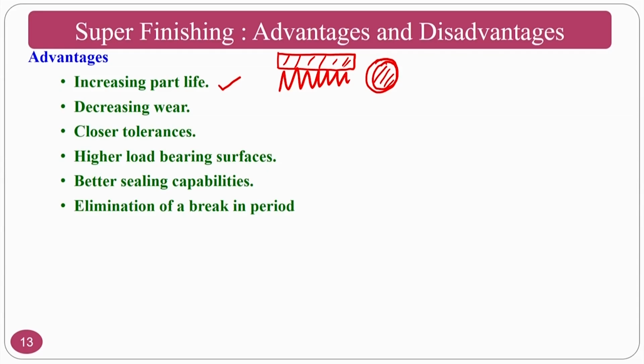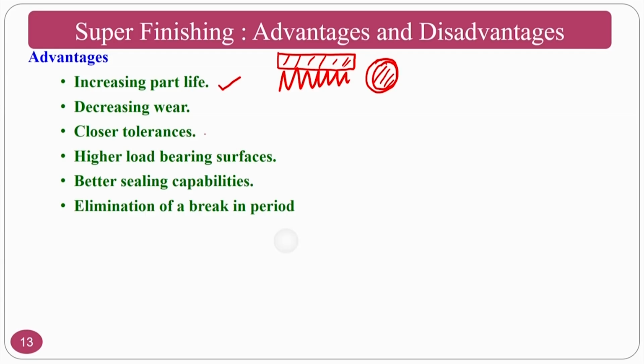So, decreasing the wear: normally if the surface roughness is very low, that means the finish is very high, so the wear will be very low. Here in this condition, if the roughness is very high, the wear will be very high. If the surface roughness is low, the wear will be very low.